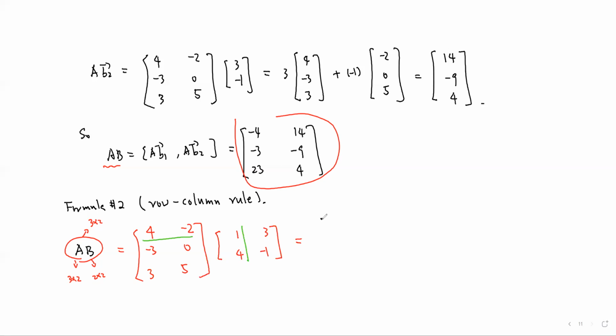So therefore, it is 4 times 1 plus -2 times 4. That is the 1-1 entry. The 1-2 entry should be row 1 times column 2. So it is 4 times 3 plus -2 times -1.